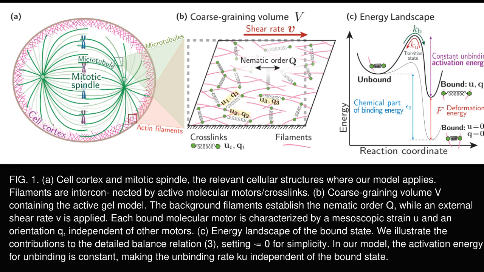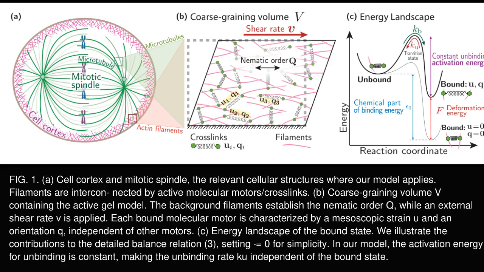Each bound molecular motor or crosslinker is described by two variables, a mesoscopic strain U, which characterizes its elastic deformation, and an orientation Q that denotes the directionality of the motor. Importantly, each motor's strain and orientation are independent of others.